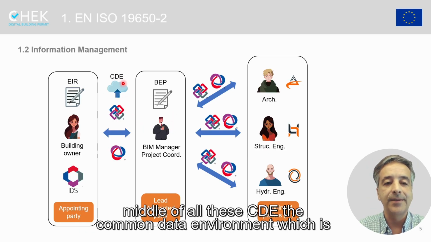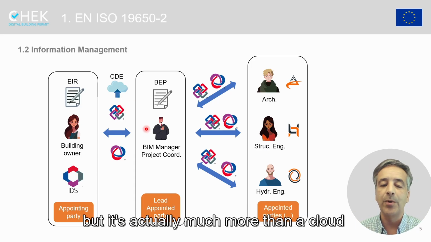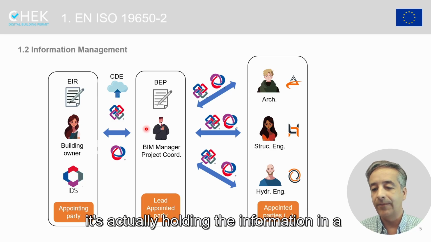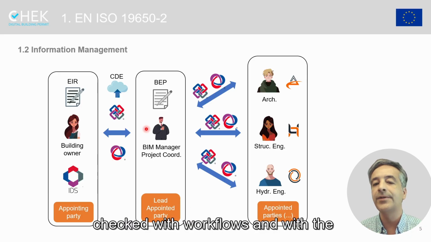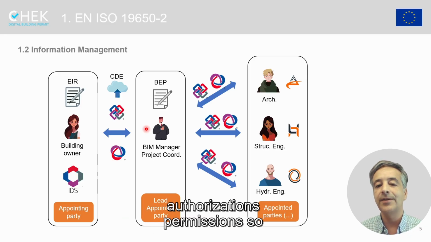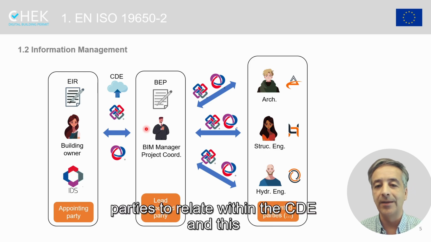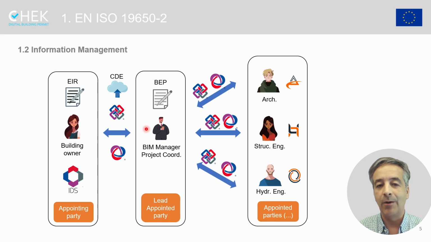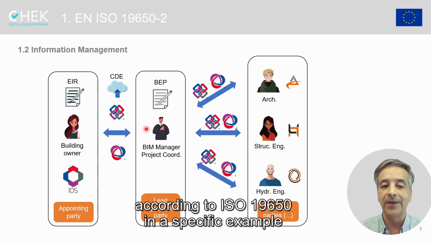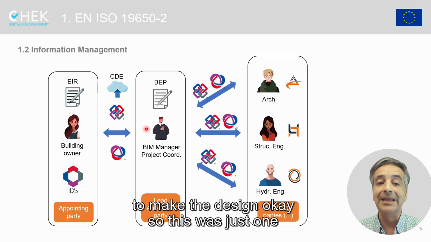Also, in the middle of all this, there's this CDE, the Common Data Environment, which is the cloud where we are storing information, but it's actually much more than a cloud. It's actually holding the information in a structured manner with a nomenclature that is checked, with workflows and with the authorizations, permissions. So there's a lot into that, and there's a way for the parties to relate within the CDE. And this is the overall view of what's happening according to ISO 19650 in a specific example of a building owner that is hiring a team to make the design.